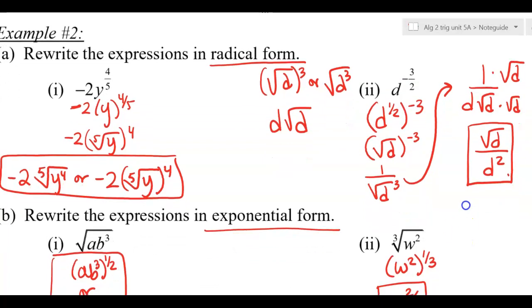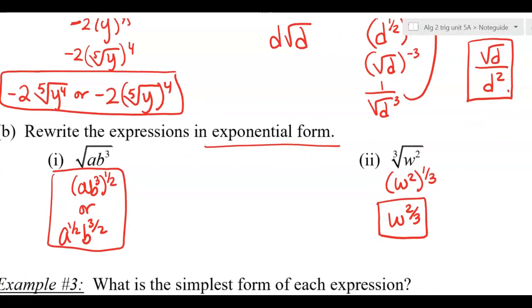All right, so let's look at it the other way. A little less work here, okay? So from the radical to the exponent. In this first one, it's just important to note that all of this was underneath the radical. That's why you see me write parentheses like this. So you could write your answer like this, or you could say a to the 1/2, b to the 3/2. Okay? And then here, this was under the radical, and that radical would be like a 1/3 power. So we'd write that as w to the 2/3 power.